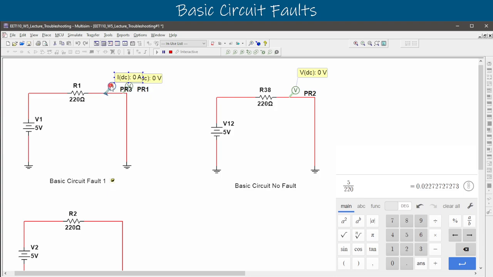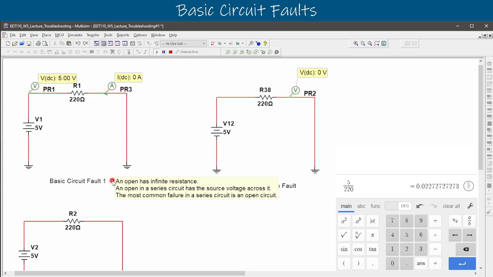That means we must have an enormous amount of resistance to stop all of the current when we know that we have a voltage potential. We know that we've given it 5 volts, but the resistance is so large that no current can pass through there. And we will call this an open fault. An open fault.